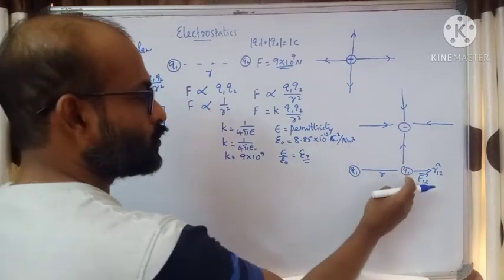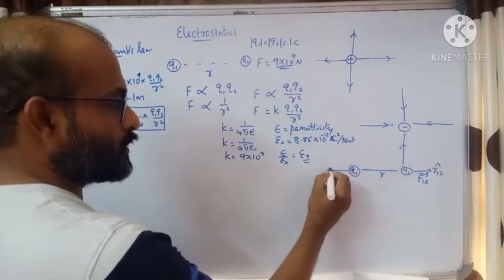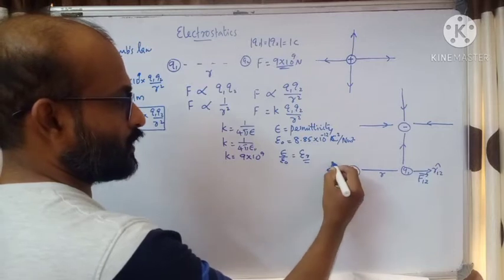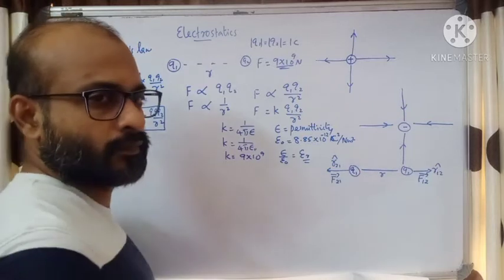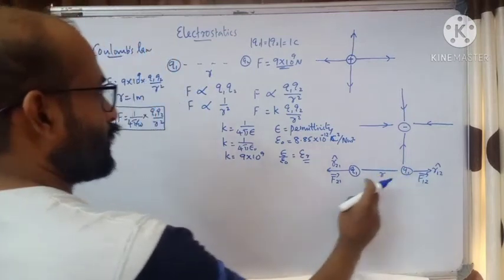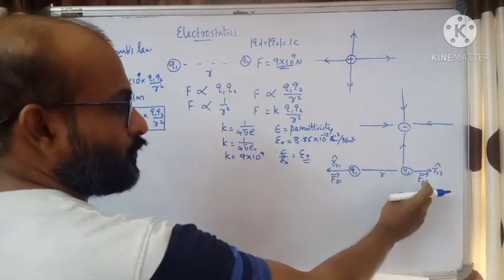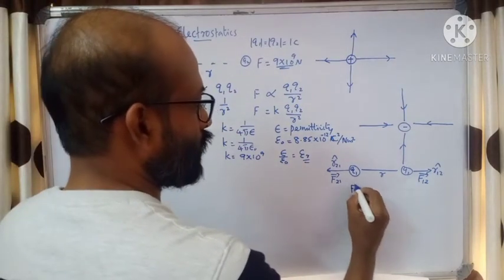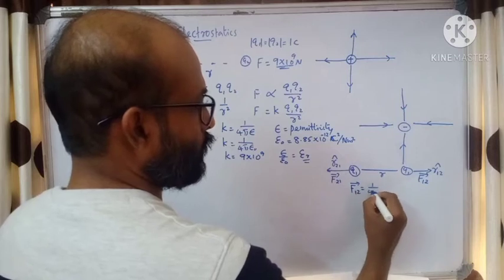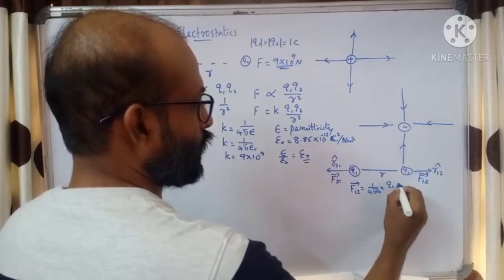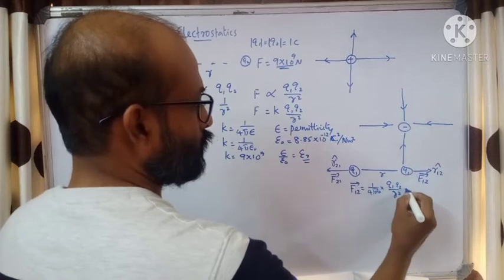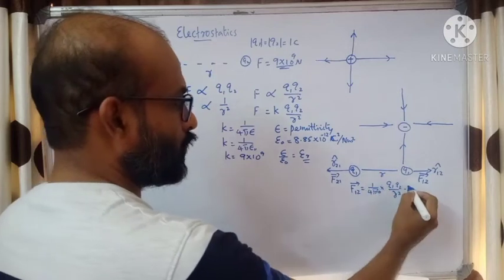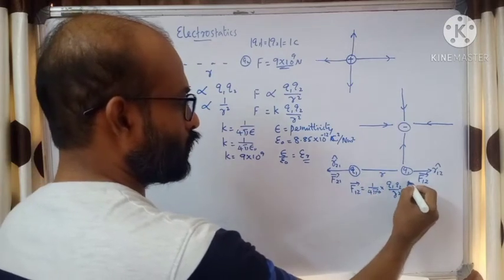Similarly, Q2 will repel Q1 in the opposite direction. This is the direction. I give a force F21 vector. And in this direction, I have unit vector R21 cap. How can I express the force between them? F12 and F21 I can write like this. What will be F12? F12 in vector form is equal to 1 by 4 pi epsilon 0 Q1 Q2 by R square. These things will give only a scalar value. To convert to a vector, we need to multiply the unit vector R12 cap here.